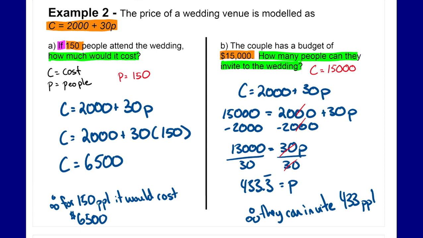Now in this scenario, because I have a decimal, I can't say 433.3 people because I can't invite a third of a person. I also can't round up. One, because the decimal is not 5, and two, if I round it up, technically that would put me over the budget that I have. So for a budget of $15,000, it's exactly 433.3 people. If I round it up, that's going to be more than 15,000. So in this case, I need to round down. So 433 people is the maximum they could invite with this budget.